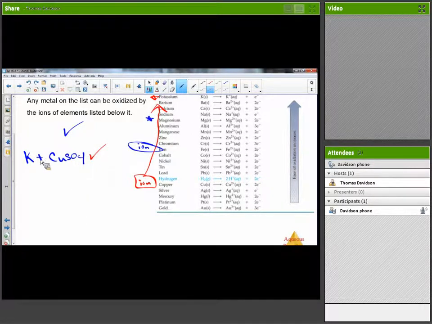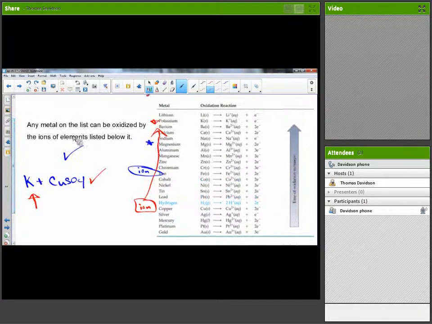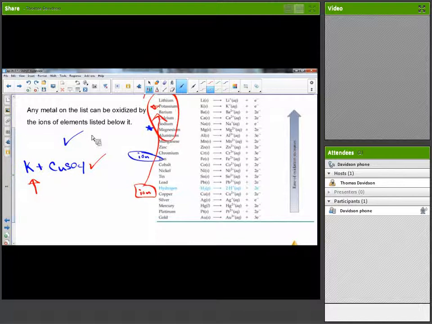Now, if you remember when I asked, tell me your favorite family 1 metal. And you told me that, and then I reacted it with copper 2 sulfate. That's because anyone that teaches chemistry knows that anything in family 1 is really high. Anything in family 1 is very, very easily oxidized, meaning they're super reactive.